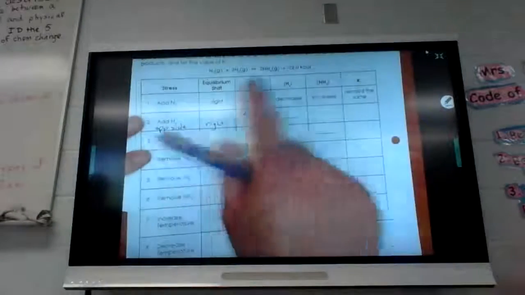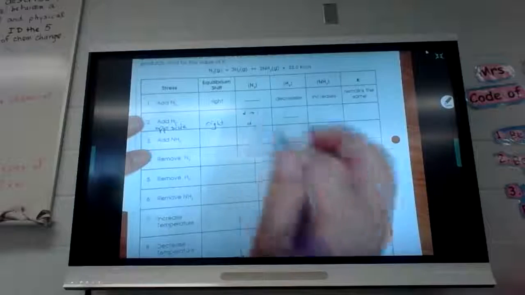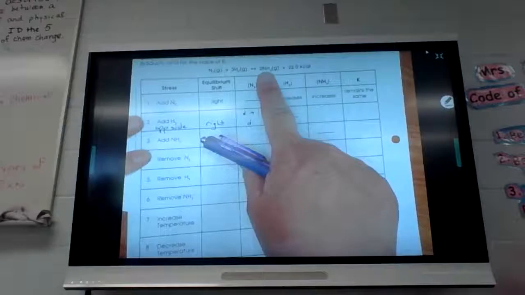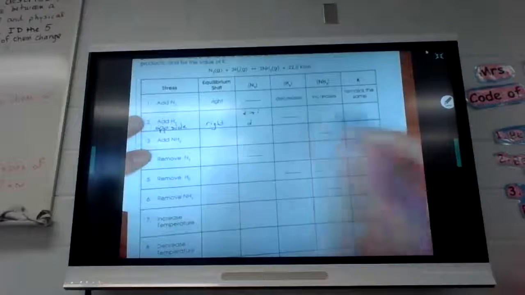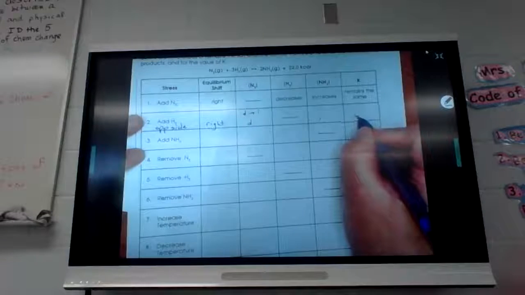So what's going to happen to my N2? It's going to decrease. What's going to happen to my NH3? It's going to increase. What's going to happen to K? It's going to stay the same.